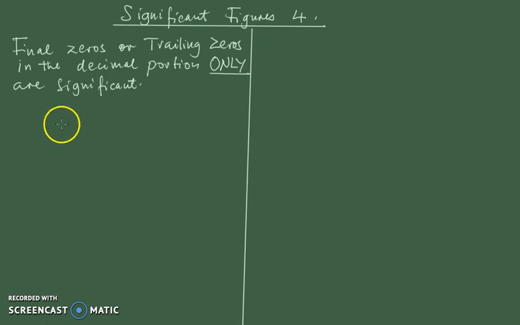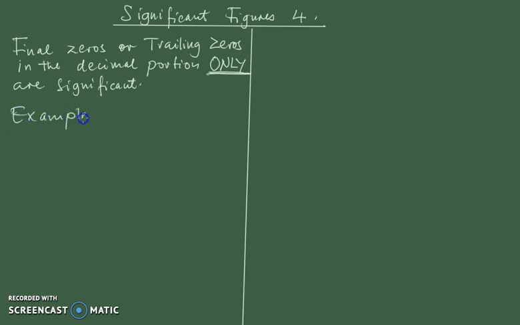Now we talk about final zeros, sometimes called trailing zeros, in the decimal portion. Decimal portion only. I bolded this word "only" here. It should be decimal portion only. These zeros are considered to be significant figures. These are final zeros or trailing zeros, right? Trailing zeros in the decimal portion are significant. All right, let us have an example.